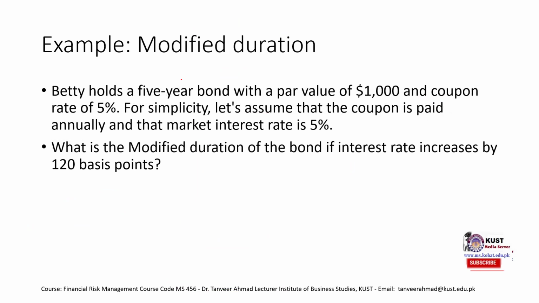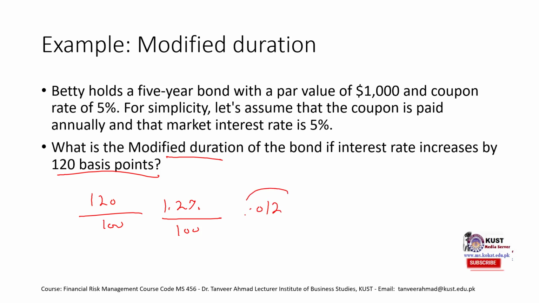There is another example. Betty holds a 5-year bond. This is the same example that we discussed previously. What is the modified duration? So first we need to find Macaulay duration, because Macaulay duration is not given over here. Then we need to find the modified duration. Remember, there are 120 basis points. So 120 basis points means it is 1.2%. But in the modified duration formula, we won't write 1.2%. Rather, we would write 0.012, right? So it should be in decimal form.